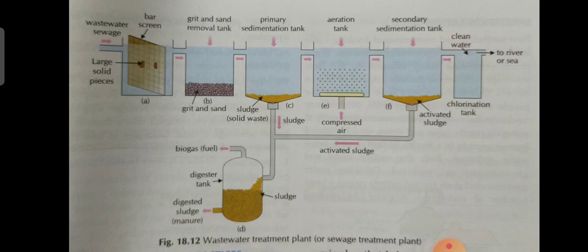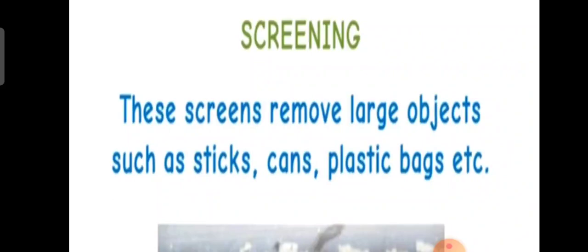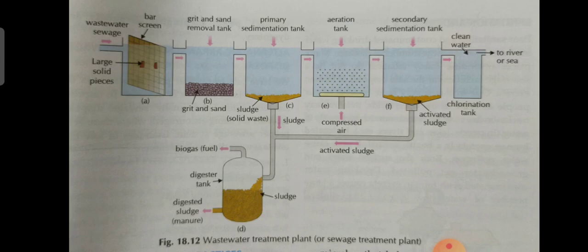in this picture, wastewater sewage is passed through this bar screen. You can see a bar screen. So the first step in a wastewater treatment plant or sewage treatment plant is screening. This is called screening. What happens in the screening process? Just see here the bar screen, the rectangular net-like structure. This is called a bar screen. The bar screens remove large objects such as sticks, cans, plastic bags.